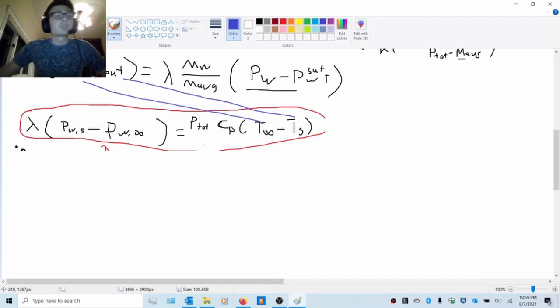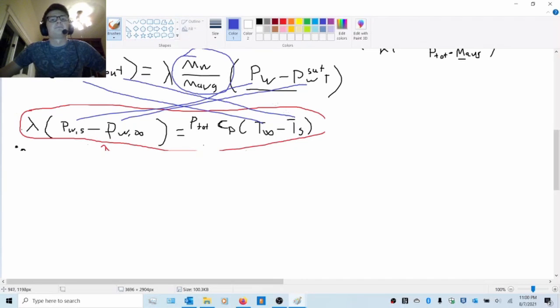Now, the partial pressure of water going in, we'll start at the saturation pressure. The saturation pressure is going to be similar to this partial pressure over here, and this pressure is, of course, just going to go along with that. So now the only weird thing we have left is the molecular weight of water over the average molecular weight.